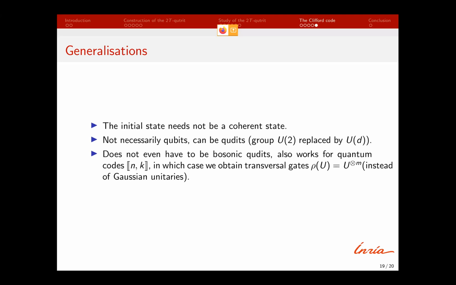Yeah, and so there are a number of generalizations. The initial state does not have to be the coherent state. And here I've been dealing with qubits, but you can do the same with qudits. Also, it doesn't have to be photonic qubits. You can state a more general lemma that also gives results for quantum codes, in which case you get transversal gates instead of Gaussian unitaries.